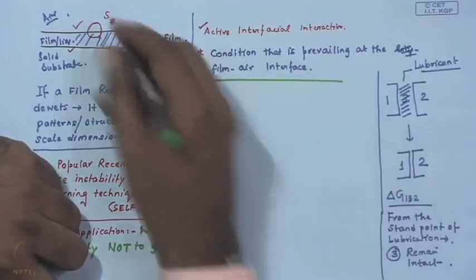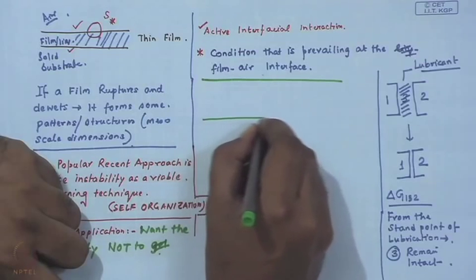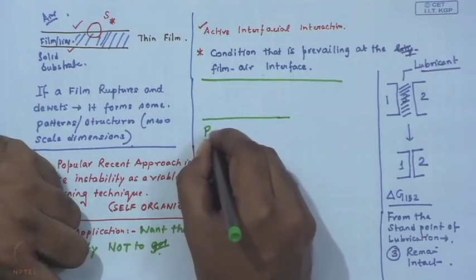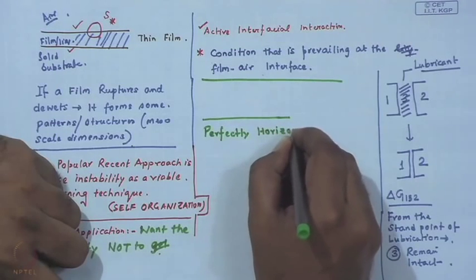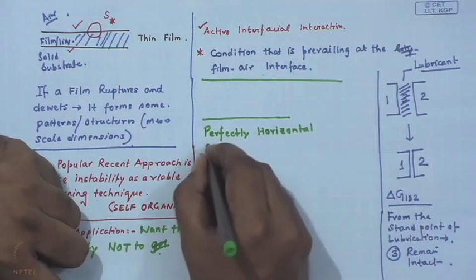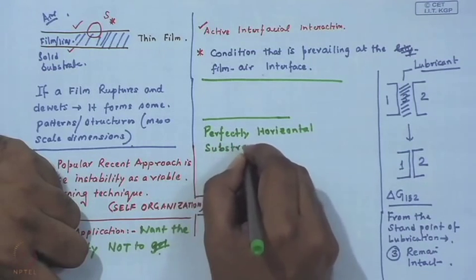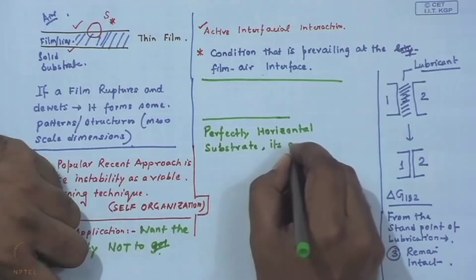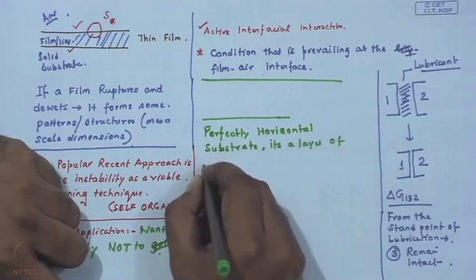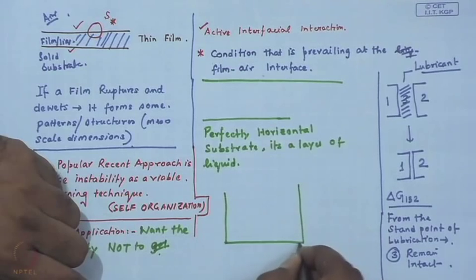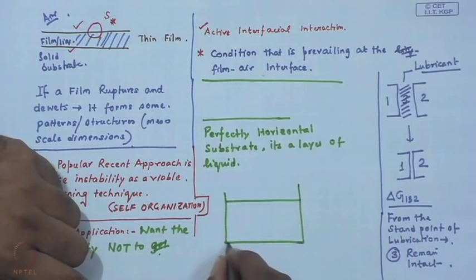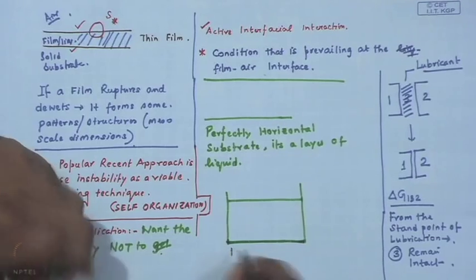So, let us examine the condition that is prevailing at the film air interface. So, this is simply put, let us say it is on a perfectly horizontal substrate, it is a layer of liquid. Okay. You can compare this with also a tank full of water. This again, the bottom surface of the tank is perfectly horizontal.